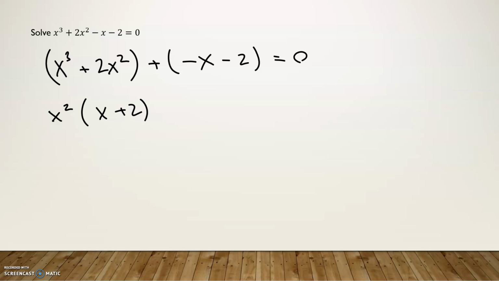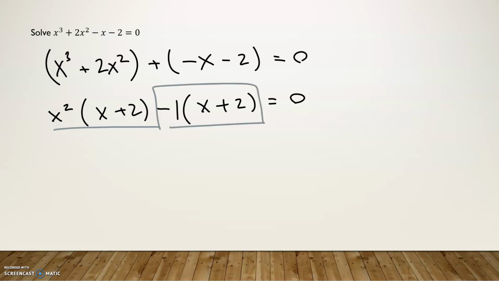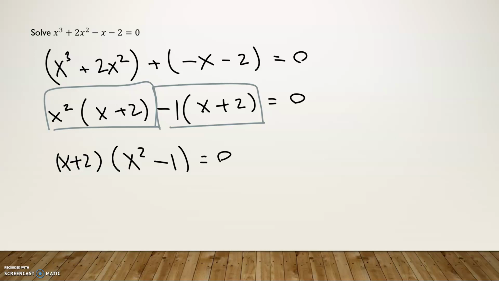And the second group looks like I can take out a negative 1. So I'm just going to write negative right here. You could write a negative 1, but it's already assumed. So that would be x plus 2. I'll leave the 1 there. So then notice that both this group and this group right here both have the same term, x plus 2, so I'm going to factor that out of both of the groups. So what you would get is x plus 2, and you're left with x squared minus 1 equal to 0.